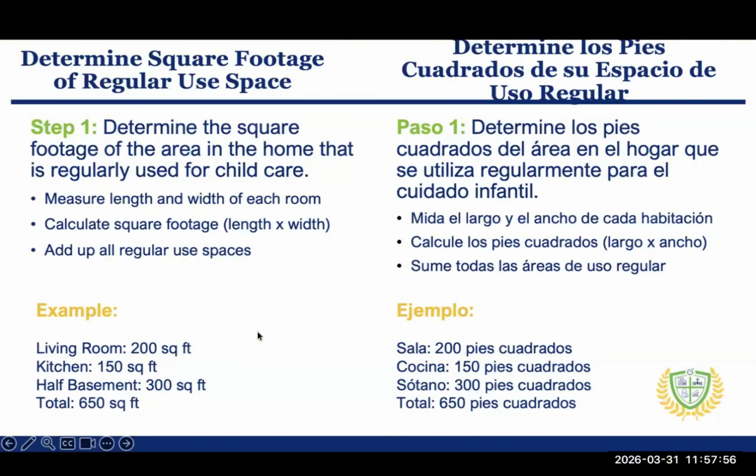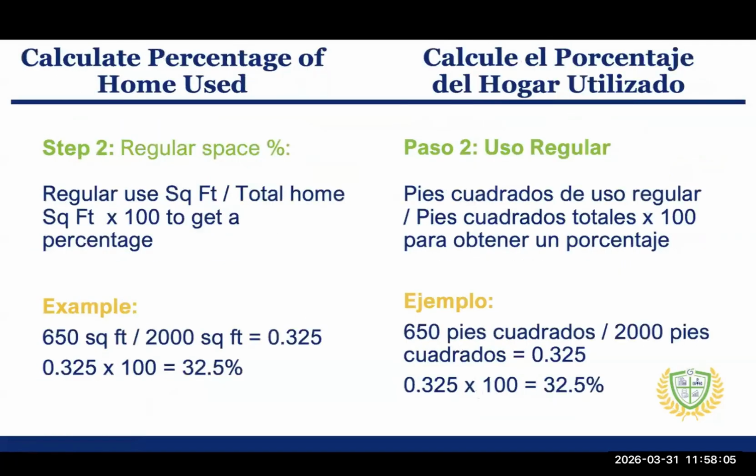650 square feet. And again, this will be different for everyone, depending on how your layout is, depending on your home, depending on many, many factors. So this is just an example.